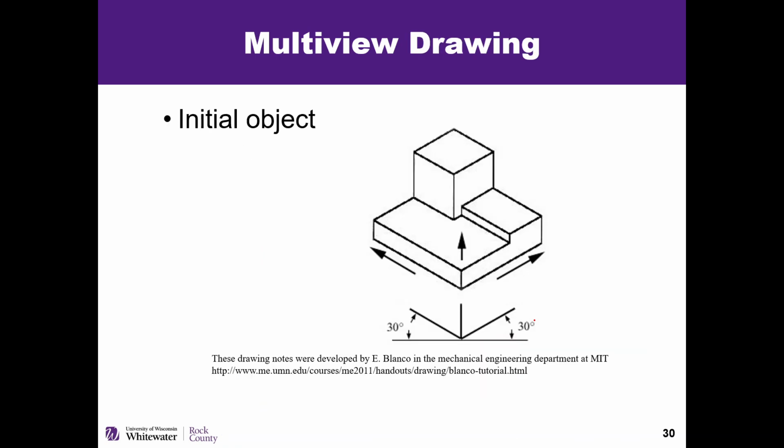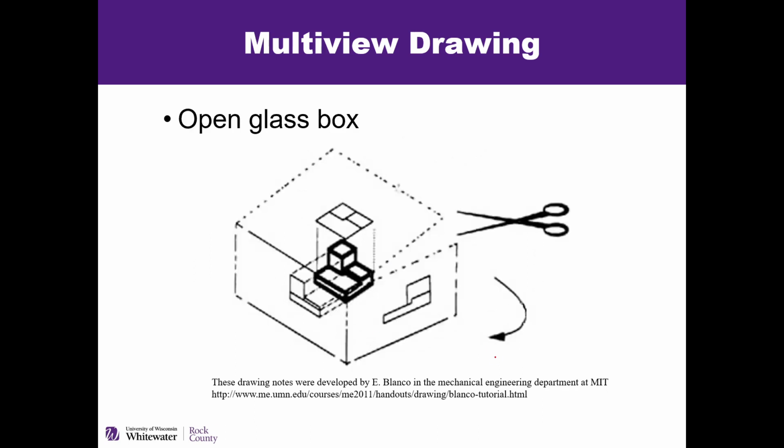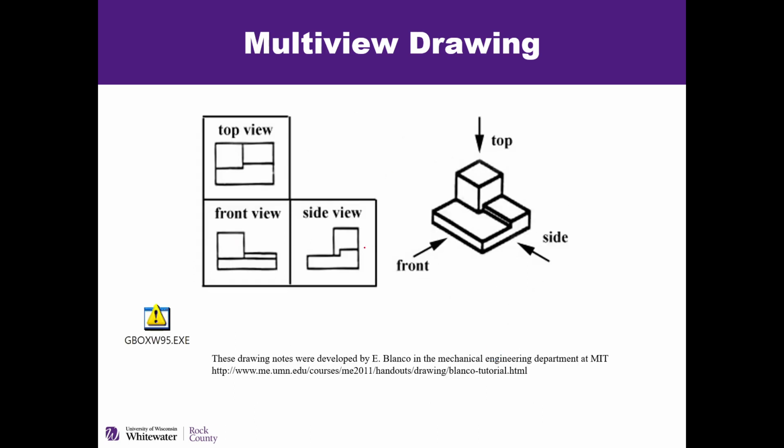That is our multi-view drawing. Another way of doing this is, let's say we have some initial object. I could take that object and put it in what we call a glass box. And in this glass box, we can take a picture from the front, which is always in this direction, the side, which is always this direction, and the top, which is always this direction looking down. And we can project the lines out to that glass plane, cut it open, and we will have our multi-view drawing, right?